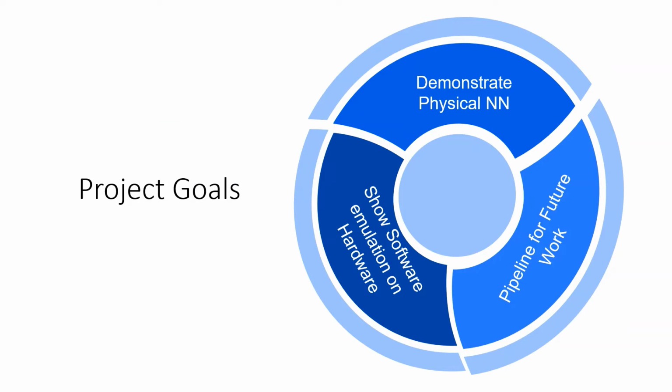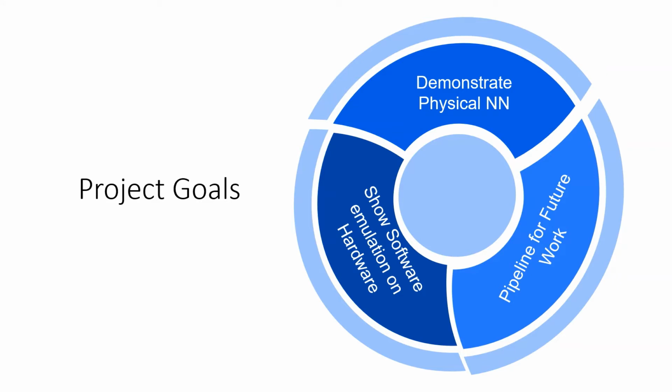Our first goal was to demonstrate that a neural network can be implemented physically, as it is usually implemented in software. This was done by looking at the different layers of our neural network and picking one layer and a certain subsection of that layer. That way, we could show that a physical neural network can work on a smaller scale and then be expanded on.